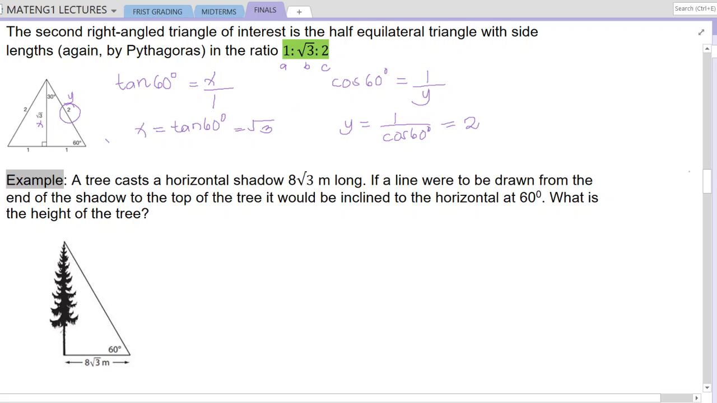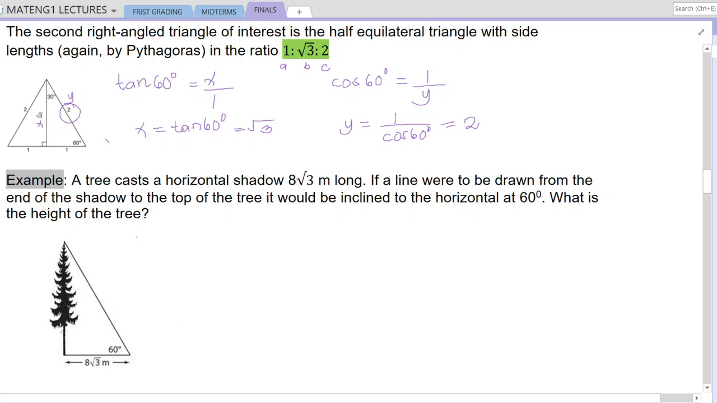Example: a tree casts a horizontal shadow 8 square root of 3 meters long. If a line were to be drawn from the end of the shadow to the top of the tree, it would be inclined to the horizontal at 60 degrees. So from the horizontal to the top of the tree, that is the elevation, so that is 60 degrees. What is the height of the tree?